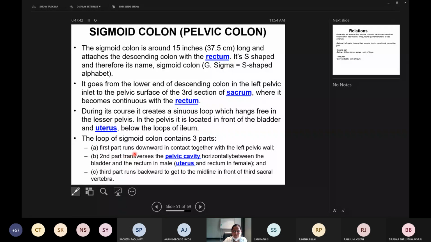First part is running vertically downwards up to the left pelvic wall. The second part is transverse, which passes horizontally from the left to the right pelvic wall, between the bladder and the rectum in males, and the uterus and rectum in females. And the third part runs obliquely downwards and backwards to the midline from the front of the third sacral vertebra.